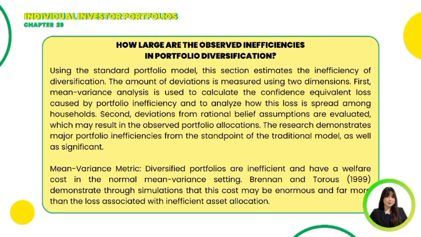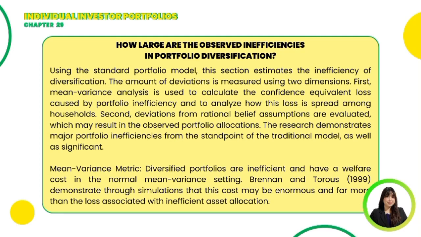Based on this approach and current empirical evidence, the conclusion is that investment errors owing to ignorance or prejudice are unlikely to explain the data's ongoing under-diversification. Mean variance metric. Diversified portfolios are inefficient and have a welfare cost in the normal mean variance setting.